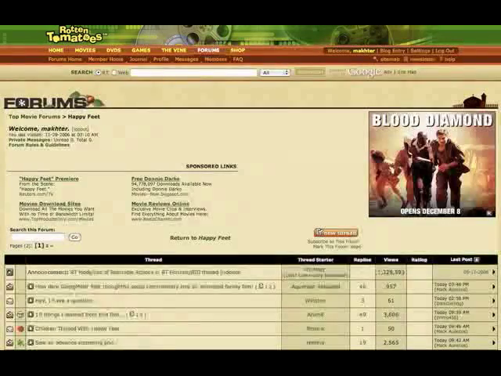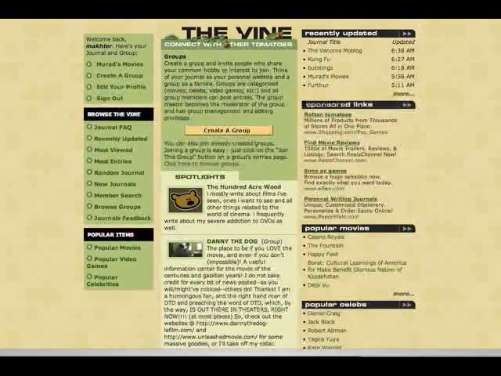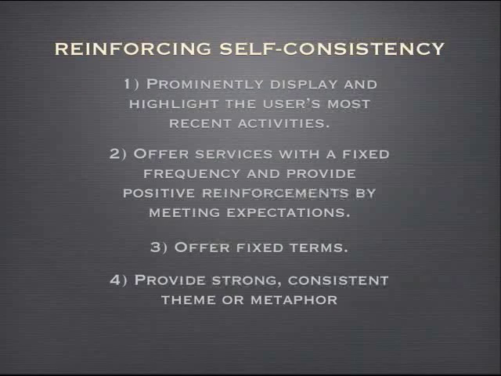and contribute as reviewers themselves, whenever they participate in forum discussions. They're always partaking in behavior that is self-consistent with their past. Therefore, our final recommendation is to provide a strong, consistent metaphor for reinforcing self-consistency.